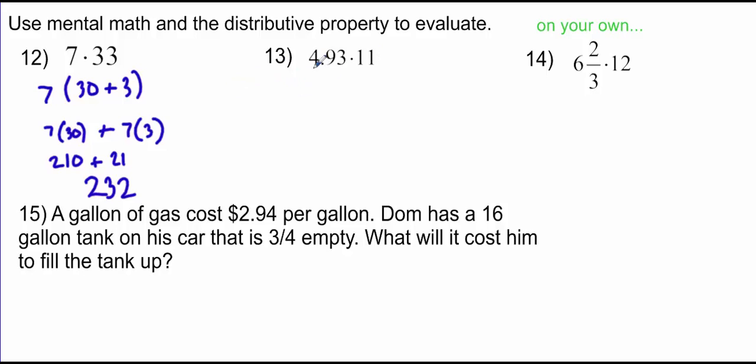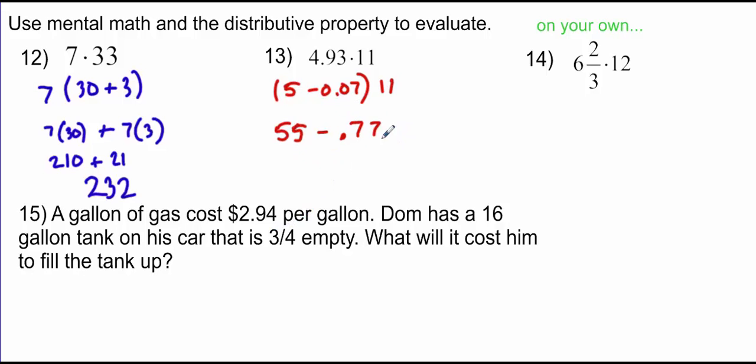All right, so number 13, 4.93 times 11. This one's a little different approach. I'm going to change the 4.93 to 5 minus 0.07. Okay, so 4.93 is close to 5. I'm going to look at the difference between that number and 5 multiplied by 11. All right, so let's do this. 5 times 11 would give me 55. 0.07 times 11 would give me 0.77, right? 7 times 11 is 77, but we got to move that decimal 2 places, so there it is.